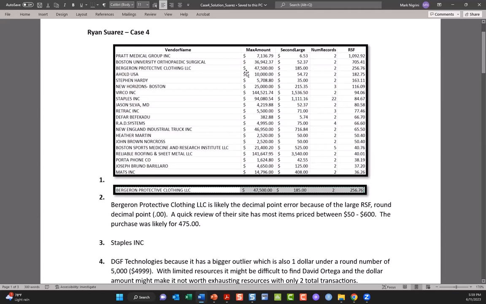So it is possible that this one here was $475,475.00, and the next one was 185. This is the one closest to the top that could have been a decimal point error. However, I also took this one as a possible answer, New Horizons, Boston. I was going to put that one.